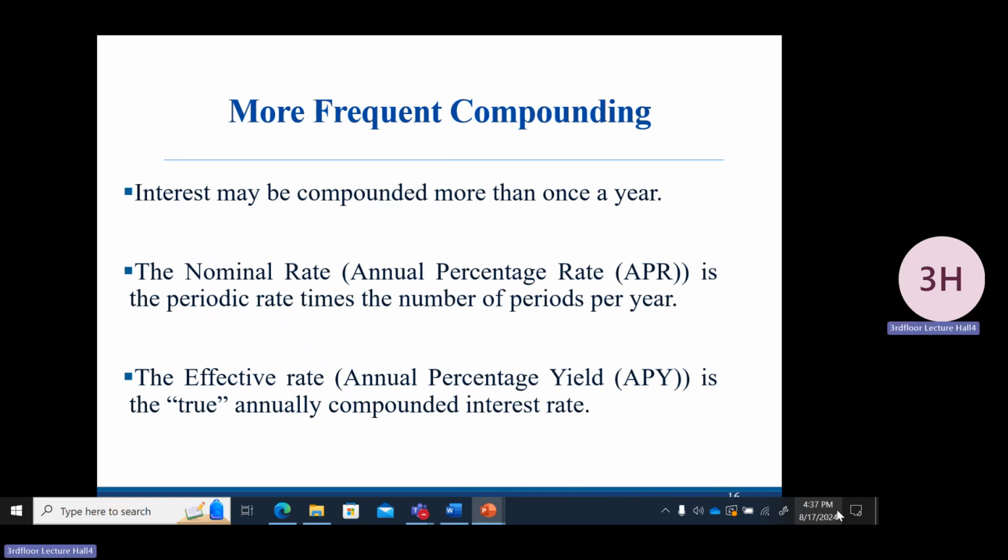So if you calculate your true, actual interest rate, is it greater than 12% or less than 12%?